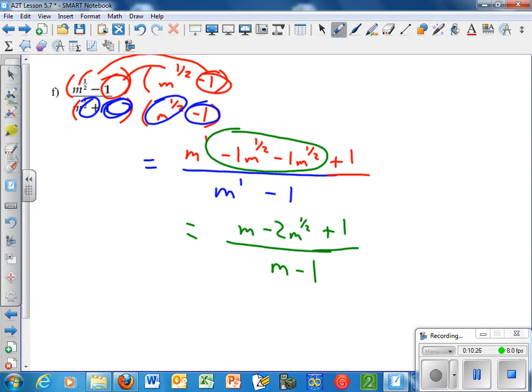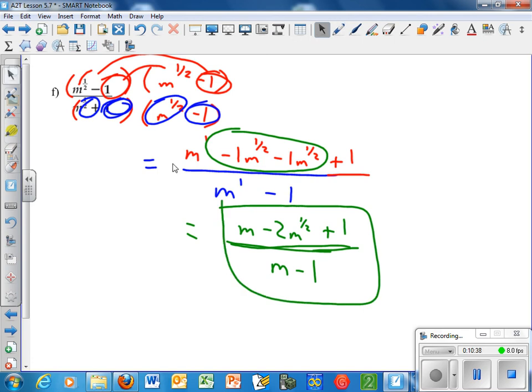And you cannot do any reducing from here. You can't cancel your m's because division doesn't undo the subtractions and the additions between terms on the top and bottom. So that is as far as you can go, and that would be your answer for this problem.